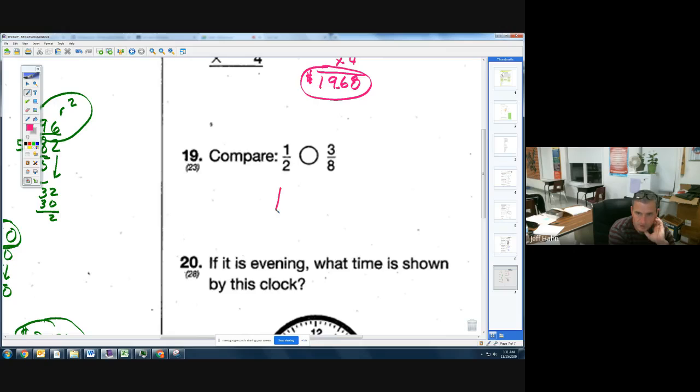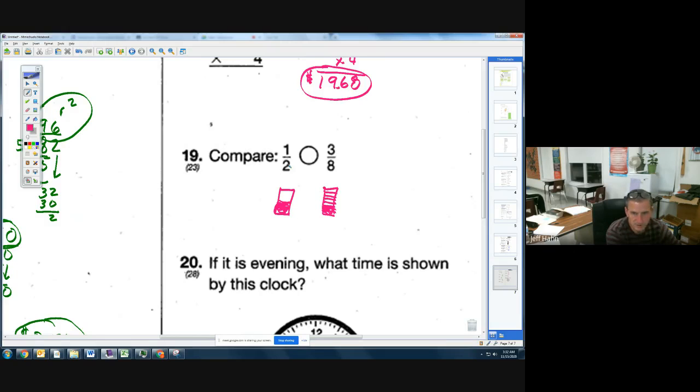Problem number 19. I'm not 150% sure how we've talked about doing this. One way, I'll give you both ways. One way is you can draw rectangles and shade in. Here is half of a rectangle shaded in. This is not the best method because it all depends on how good you are at drawing all these sort of things. And I'm not real good with this pen, so 3/8 means it goes up to here. And 3/8 appears to be smaller. I'm sorry, 1/2 appears to be bigger.